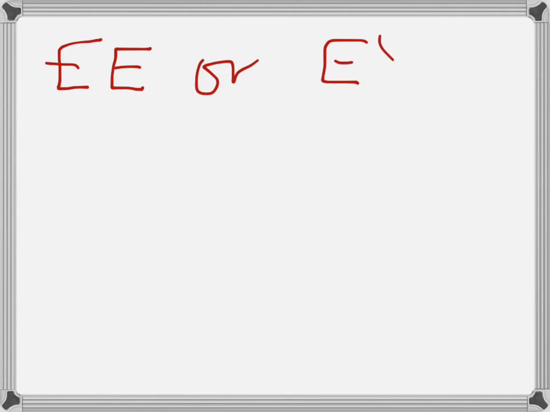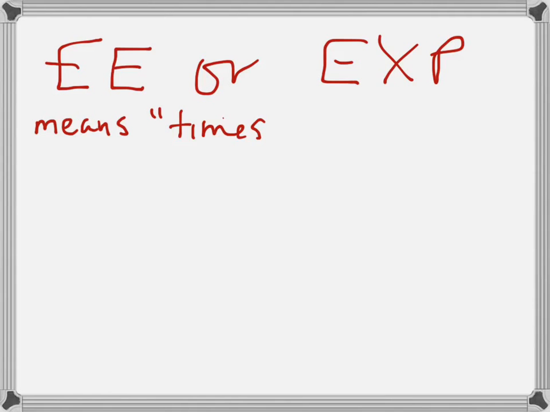So let's talk real quick here about how to do this on your calculator. This is where you need the EE or EXP button on your calculator. So hopefully you have your calculator with you. So that button means times 10 to the.